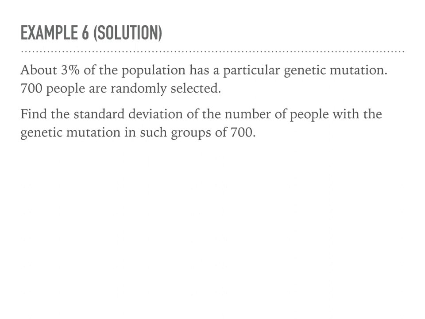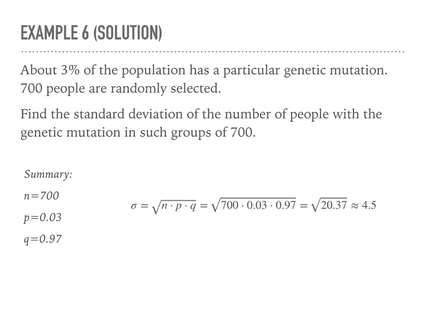In example 6, you are now looking for the standard deviation. Again, your summary is n equals 700, p equals 0.03, and q equals 0.97. So your standard deviation is the square root of n times p times q. So the square root of 20.37, which is approximately equal to 4.5. So that wraps up our binomial distribution.